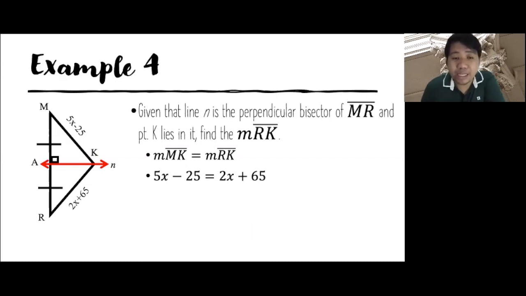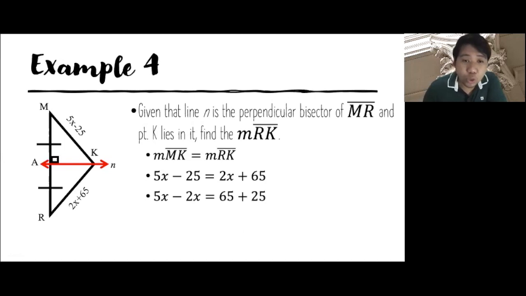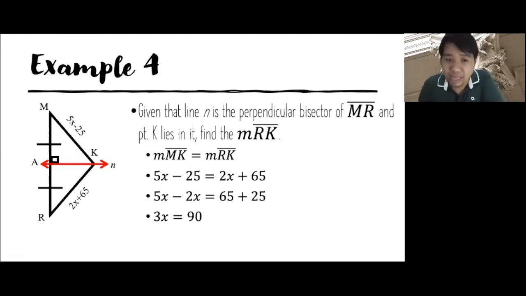Kaya yung 2x from right side, ilipat natin sa left side. Ang negative 25 from left side, pupunta siya sa right side. Kaya magkakaroon tayo ng equation na 5x minus 2x is equal to 65 plus 25. So simplify na natin ngayon. What is 5x minus 2x? Yan po ay 3x. At kapag inadd natin ang 65 at 25, magkakaroon tayo ng 90. So para makuha muna natin ang value ni x, we divide both sides by 3. So kaya ang x natin ay 30.